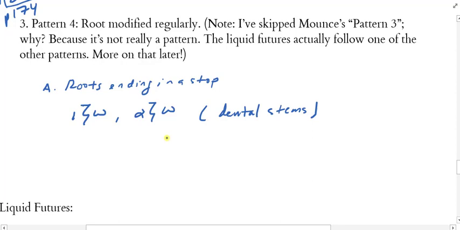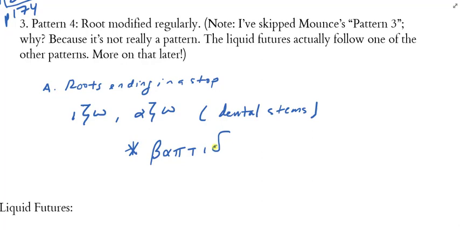Okay. So let's take our root baptid. Okay. See how that ends with a dental? Delta is a dental stop. D. If you try to pronounce a D sound, all the airflow stops, and then it's released. D. D. Okay, so dental stop.